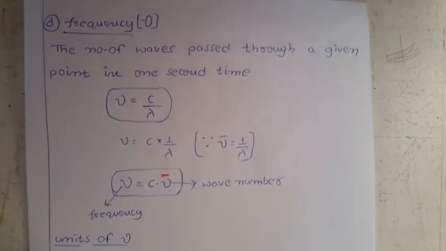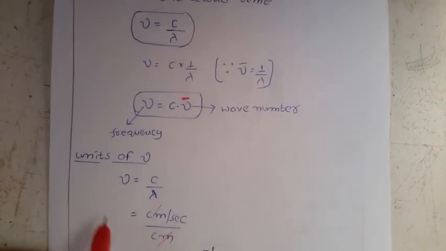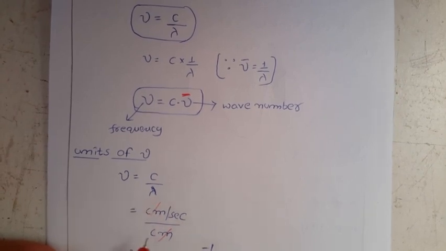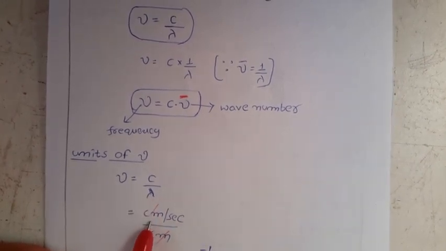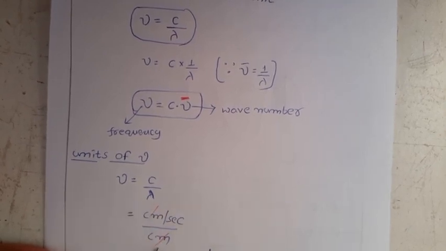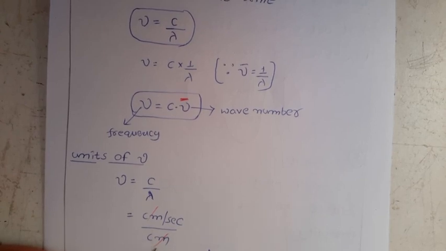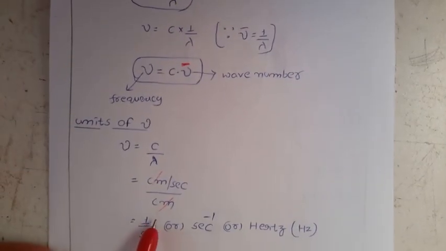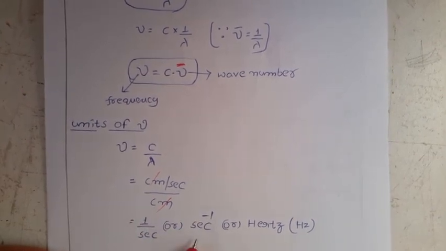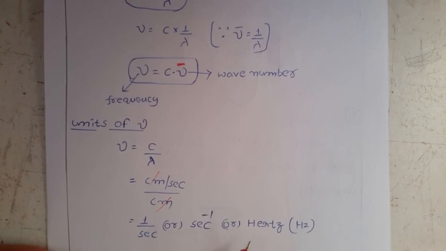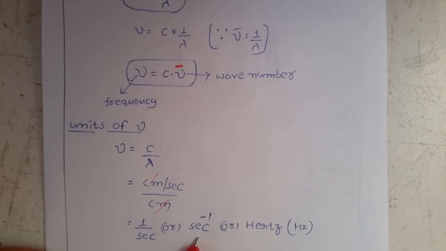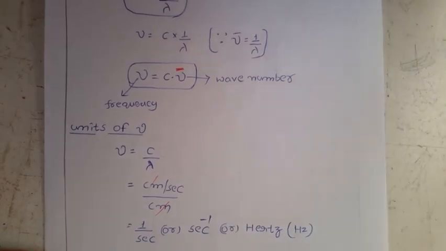Now come to units of frequency. We have the relation mu equal to C by lambda. Just now we discussed velocity means distance by time. If you take the distance in centimeter per second, lambda also you have taken in the same units, CGS, centimeter. The centimeters get cancelled, and you get 1 by second, or second inverse, which is also called hertz. So frequency units are second inverse or hertz. Next.